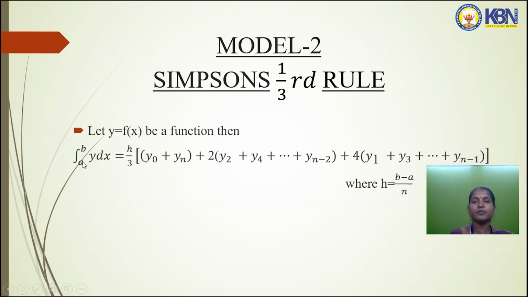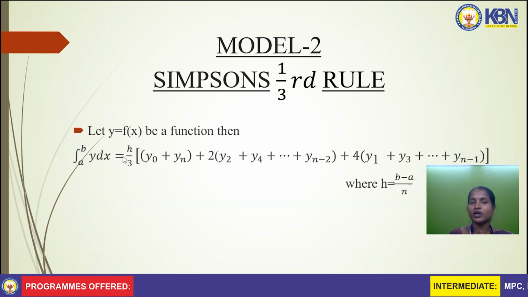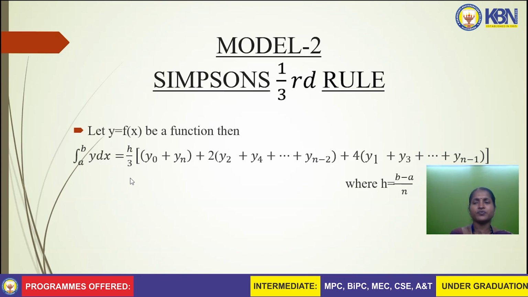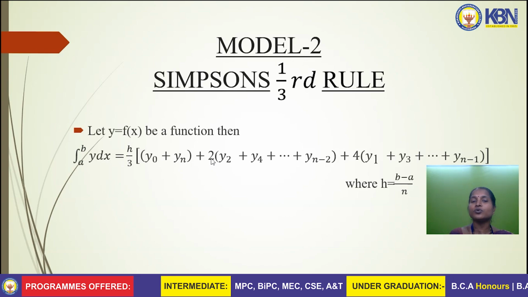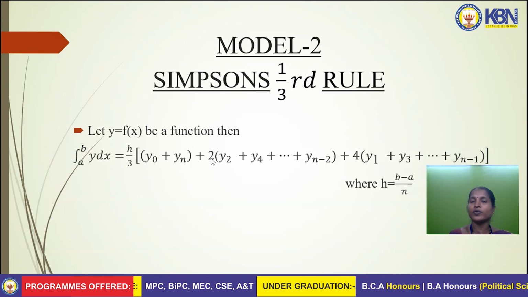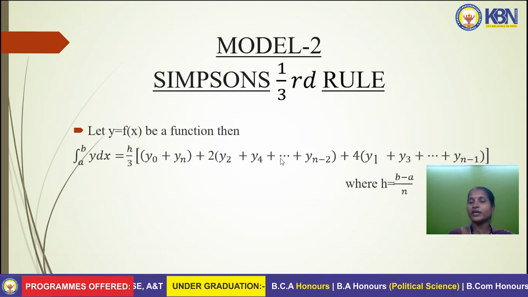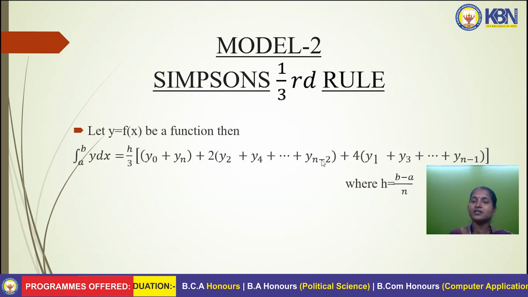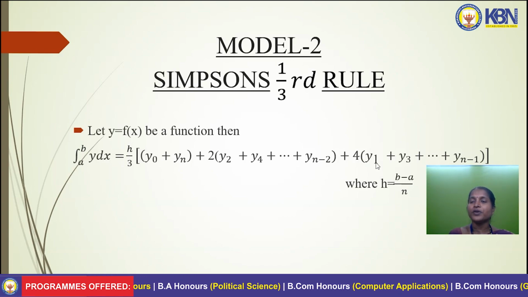Once again I repeat the formula. Given that y is equal to f of x is a function, the formula is the integral of a to b y dx is equal to h by 3 into y naught plus yn, that means the first term and last term, plus 2 into the even terms, that is y2 plus y4 plus y6 and so on up to yn minus 2, plus 4 into y1 plus y3 and so on up to yn minus 1, where h is equal to b minus a by n.